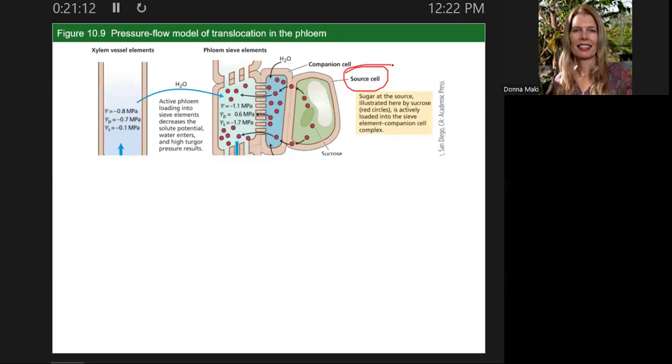And then as more and more water rushes into the sieve tube element, you start to get that hydrostatic pressure. So your psi sub P value goes up. Here you see it's gone up to 0.6 megapascals. Okay, well, that's half the story. We still have to talk about the other half of the story to have a complete picture.